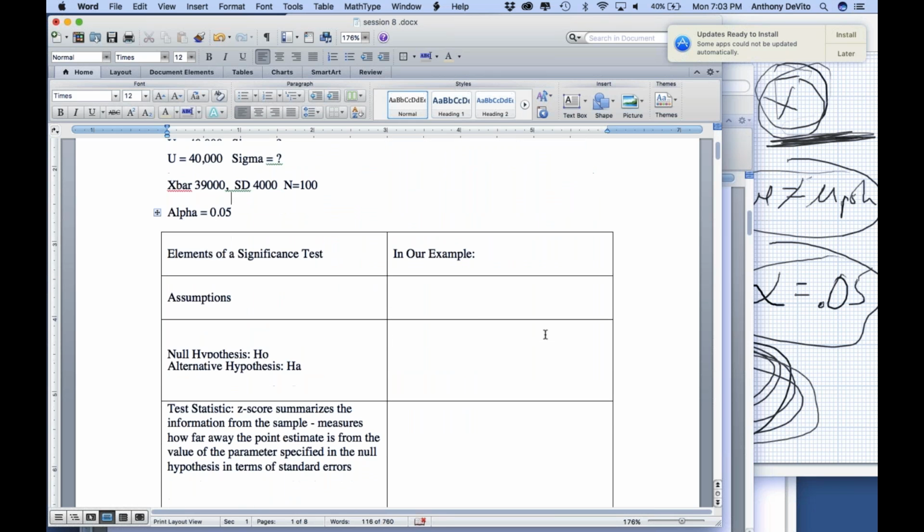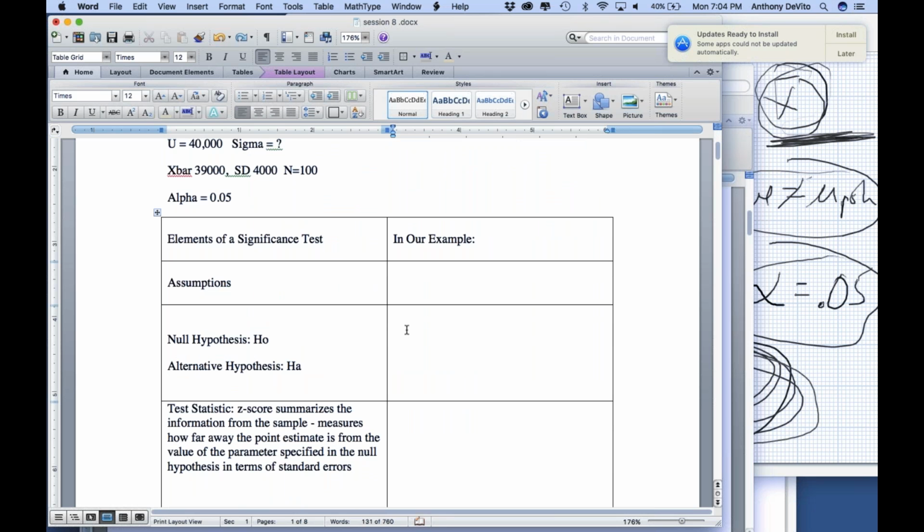Okay, so let's see. I'm going to skip assumptions for now. What's our null hypothesis going to be? You guys write it down. Write yourself whatever you think you might want to use.